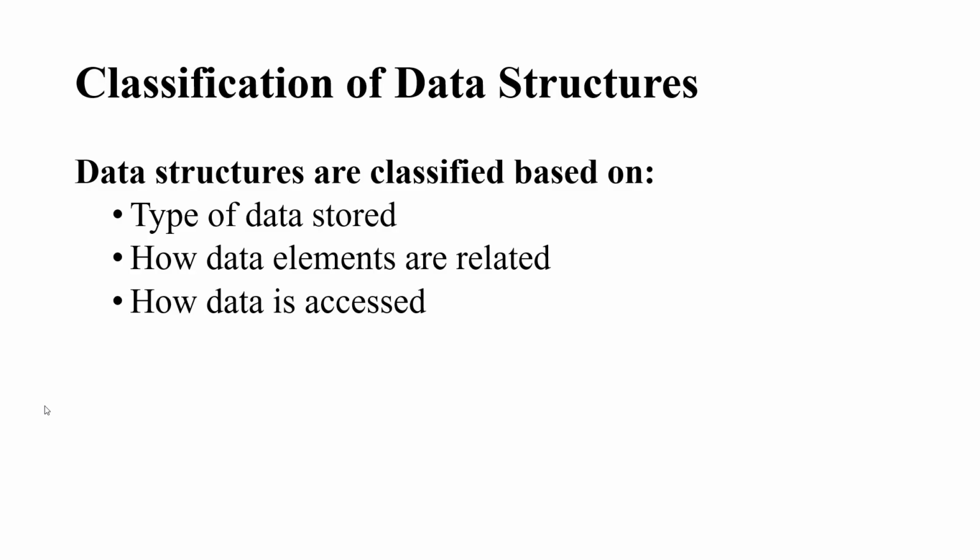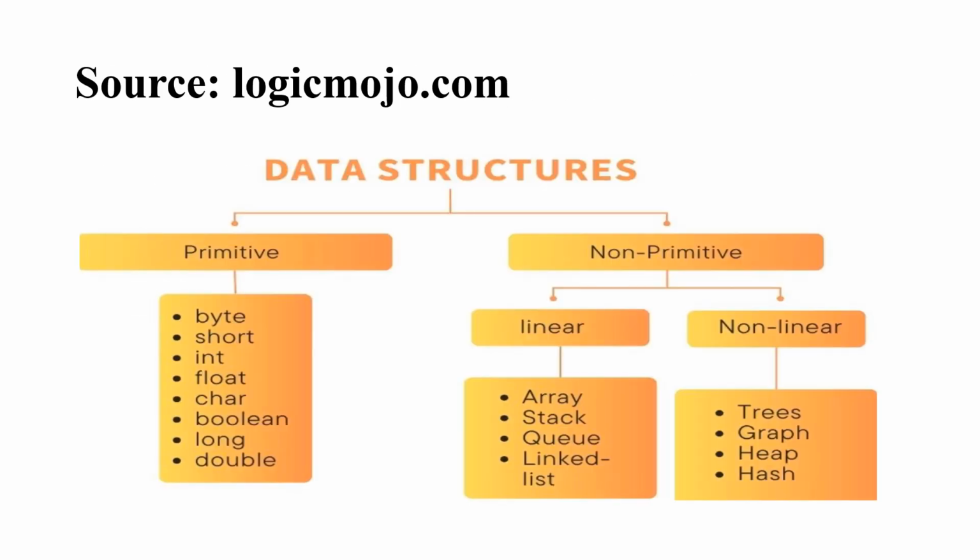That means the type of data it stores, how data elements are interlinked with each other, and how data is accessed. Based on these three characteristics, the data structures are divided into some categories. Now we will see what those categories are. This image is taken from logicmojo.com. The data structures are divided into two primary types: primitive data structures and non-primitive data structures.